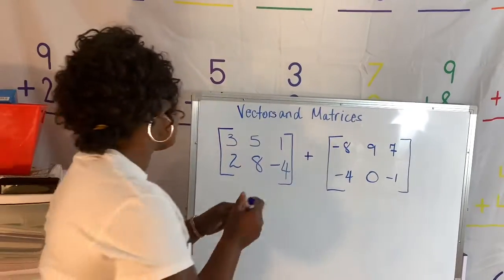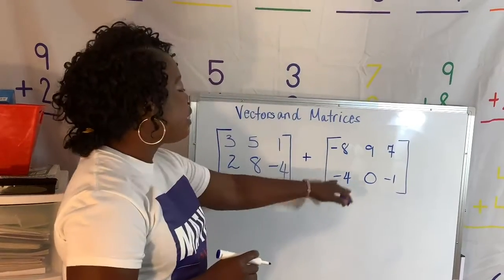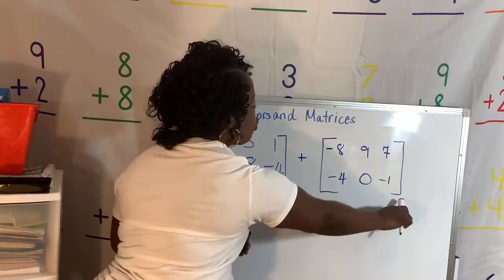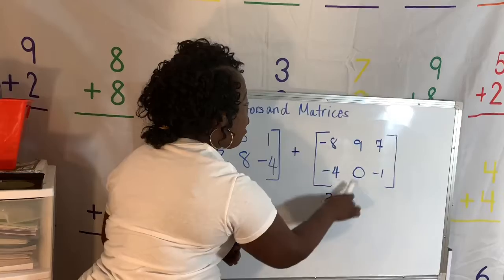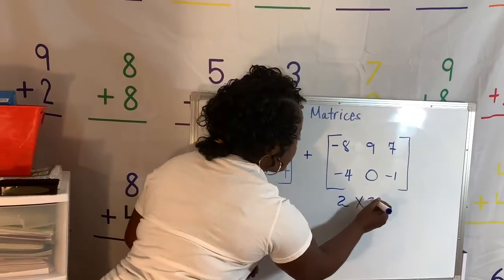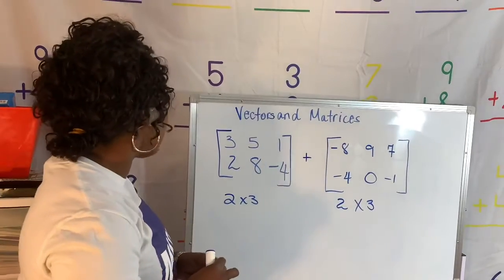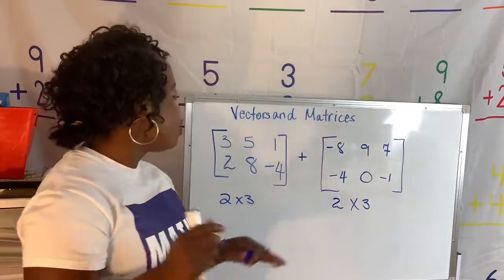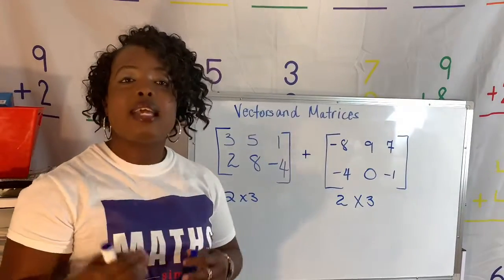So of course, this is going to be a 2 by 3 matrix. Looking at this one, we can clearly see that we have 2 rows and 3 columns. So again, it's a 2 by 3. And that is something that you need to understand, that whenever you're adding or subtracting matrices, you have to make sure that the orders of both matrices are the same.